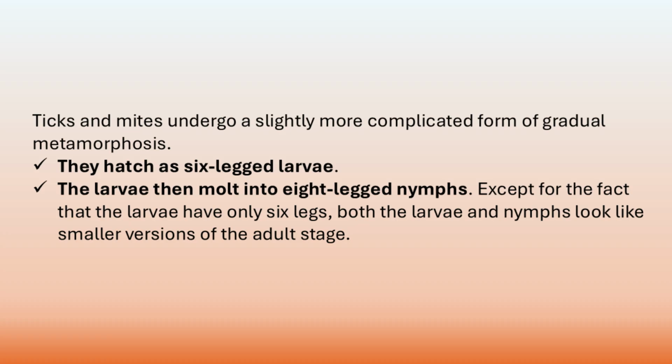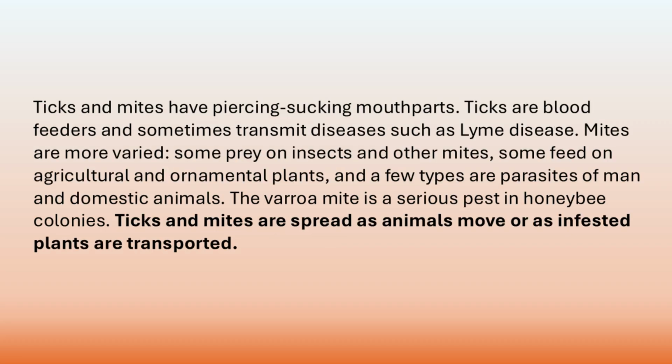The larva then molt into eight-legged nymphs. Except for the fact that the larvae only have 6 legs, both the larvae and nymphs look like smaller versions of the adult stage. Ticks and mites have piercing, sucking mouthparts. Ticks are blood feeders and sometimes transmit diseases such as Lyme disease.